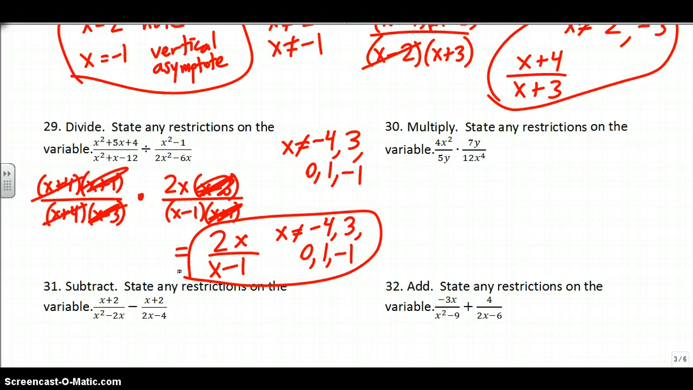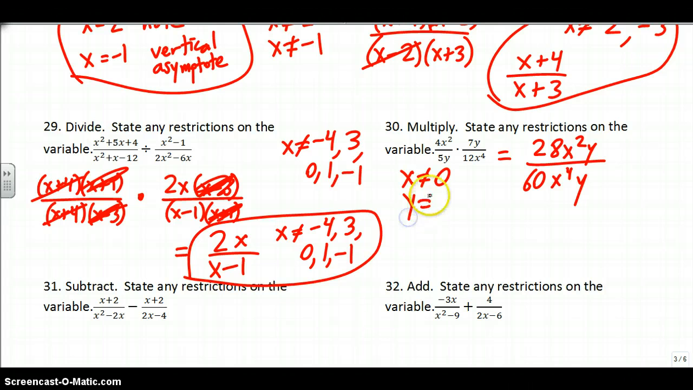Okay. 30 is multiplication. Multiplying is not so bad. I like to go ahead and multiply them together first. So let's do numbers. 4 times 7 is 28. X squared times y is just x squared y. Over 5 times 12 is 60, x to the 4th y. Okay, now we can reduce. By the way, take a look at the denominator. X and y, neither one of them can equal 0, because if they do, our denominator becomes 0, and that is a bad thing, right?